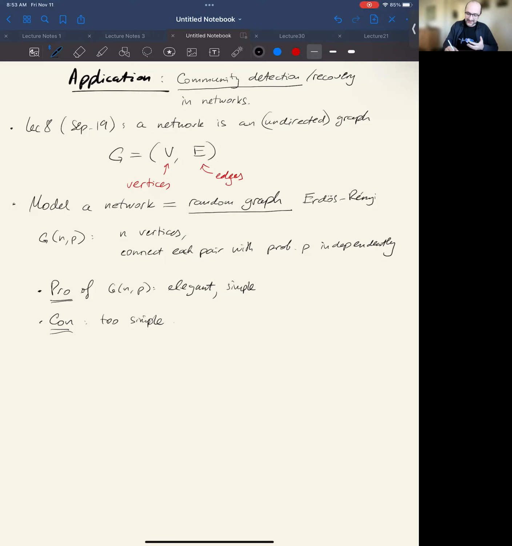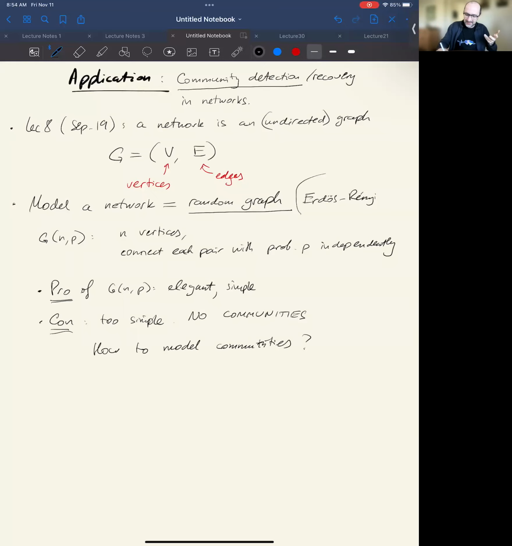In particular, it's homogeneous. There are no communities. There is no information in this thing. Our goal is to detect the communities, and we start with the model that has no communities. That's not right. We should be making a little bit more sophisticated model, maybe. So how do we deal with that? How to model communities? It could be a baby model, but what would be the baby mathematical model of a network with communities?